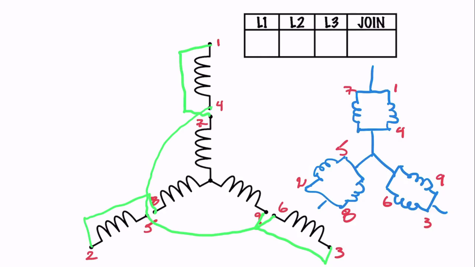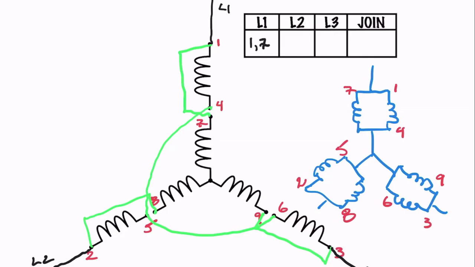So if I look up here at this, line 1, line 2, line 3 would be our 3-phase power coming in. So I would have, say, line 1, that would be L1, line 2, L2, and line 3, L3. So we see that we're connecting our L1, and it gets connected to 1 and 7.